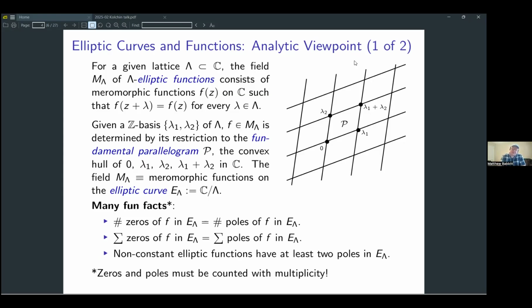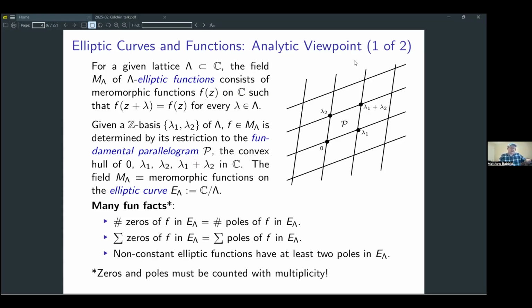So you can actually view these doubly periodic meromorphic functions as functions on that quotient space C mod lambda. And so we call that space the elliptic curve with respect to this lattice lambda. And we call the meromorphic functions on it elliptic functions. And these functions satisfy a lot of nice properties, like this. They play this nice balancing game with the zeros and the poles having to be equal in number. And they also need to have equal sum on the elliptic curve.